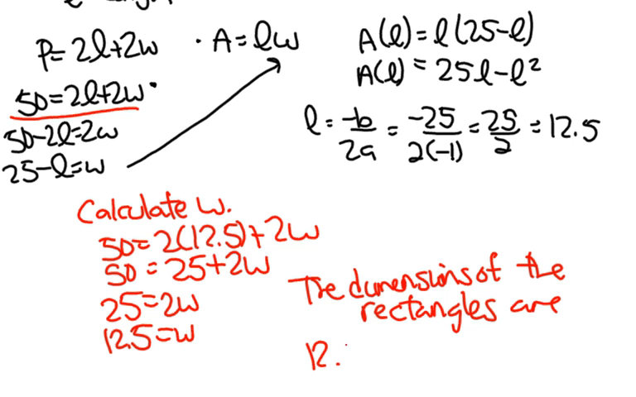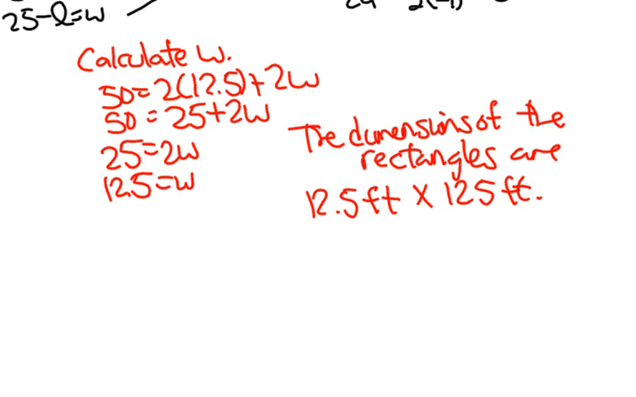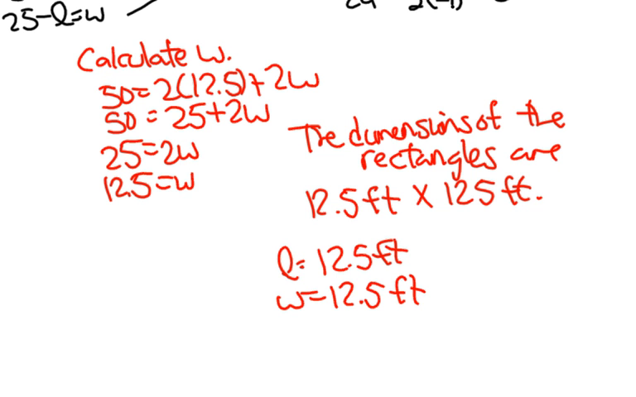are 12.5 feet. Usually we write the length first. It doesn't matter. Okay, are 12 and a half feet by 12 and a half feet. Or the other way, if you want to do this so that I know which is which on your paper, just put L is equal to 12 and a half feet and the width is 12 and a half feet. Okay, that would be fine for the dimensions of the rectangle.